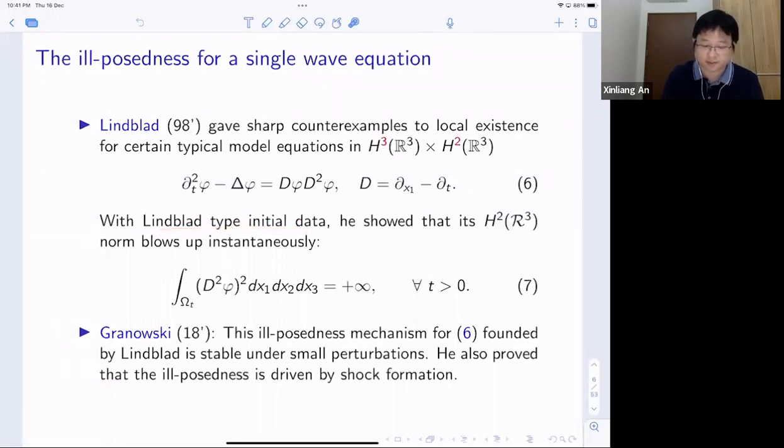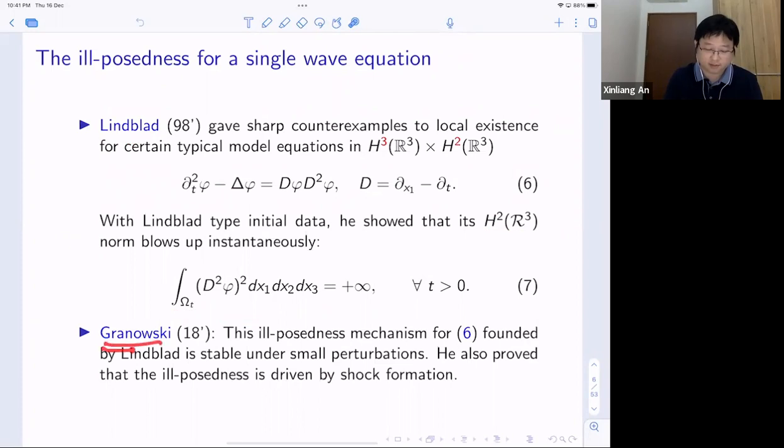He showed that for this single wave equation, the equation is ill-posed in H^3. He constructed a family of initial data in H^3 with a parameter, called eta. As eta goes to zero, the H^3 cross H^2 norm of the data goes to zero, but there is instantaneous blow up, which means that if we measure in the H^2 norm, instantaneously in special regions the H^2 norm blows up. Lindblad proved this result under plane symmetry in 1998.